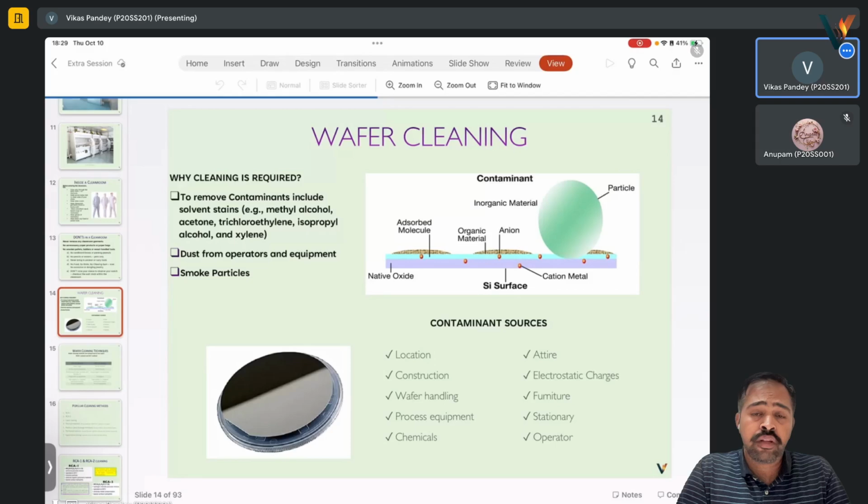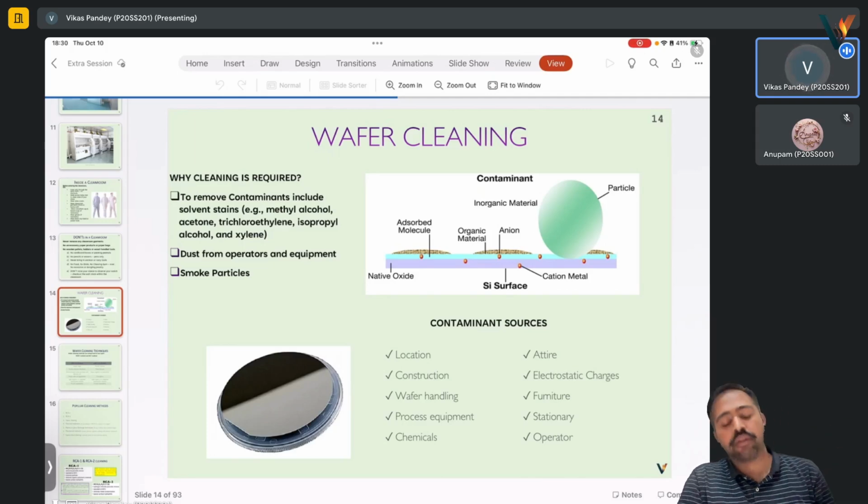So what are the sources of contaminants that can occur? First is the location. Second is the attire that we are wearing, construction nearby, electrostatic charge that might be developing over it. Wafer handling: many a time we handle it with tweezers. Some person might handle it directly, though wearing a glove, but still that will cause a stain over it. Furniture, process equipment, stationery, chemical, and operator. The person who operates this will also have some contamination, and they can bring the contamination in.